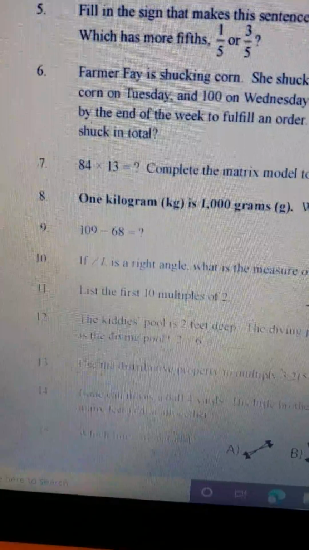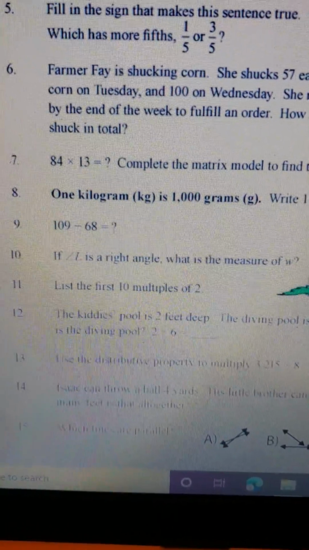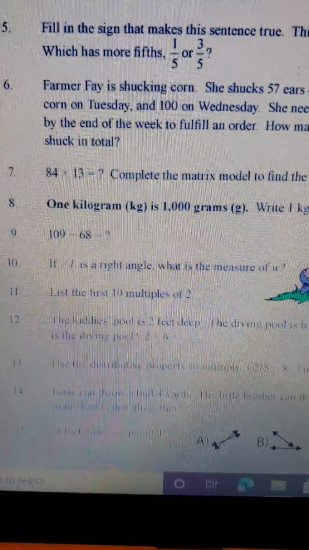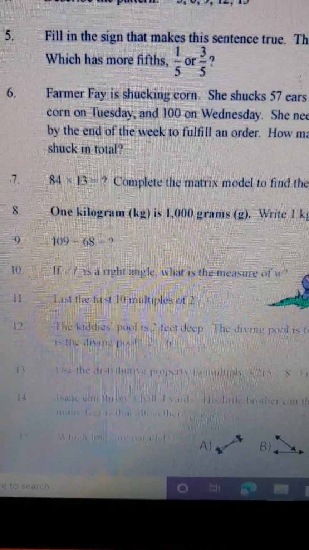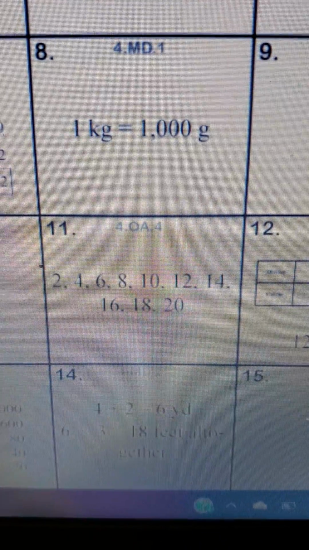Okay, number 11. List the first 10 multiples of 2. So all we're going to do here is count by 2 10 times. So 2, 4, 6, 8, 10, 12, 14, 16, 18, and 20. Okay, so those are the first 10 multiples of 2.